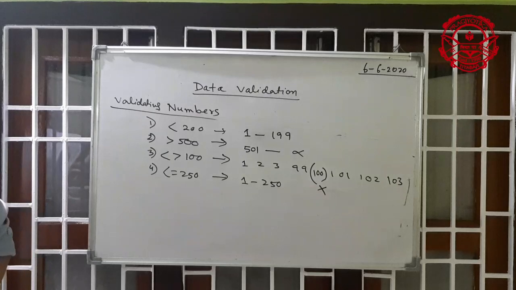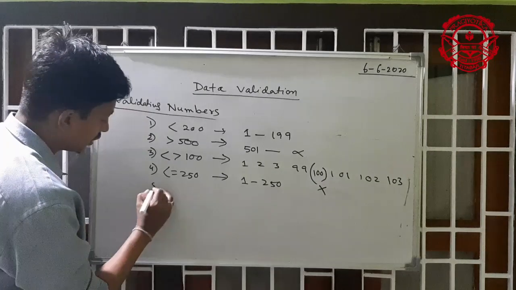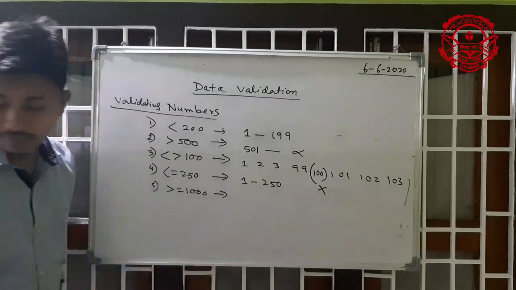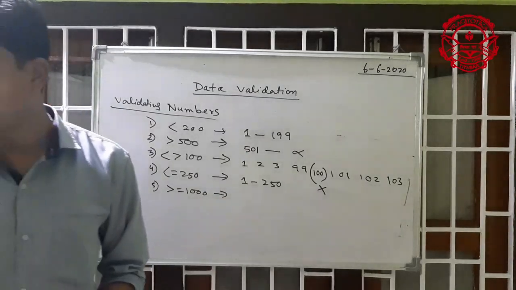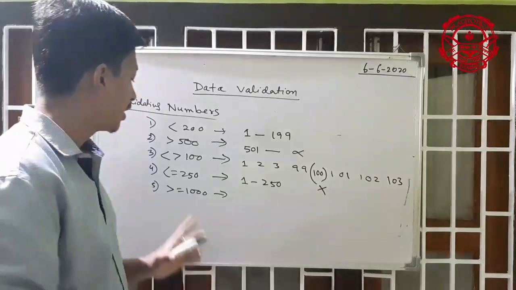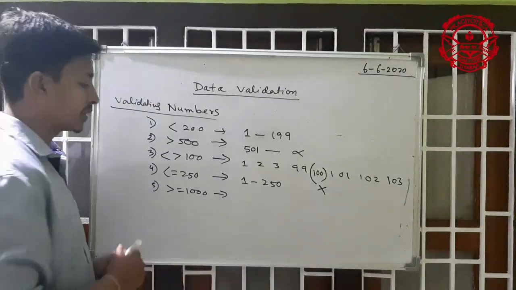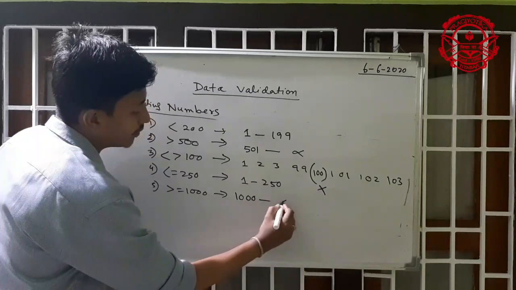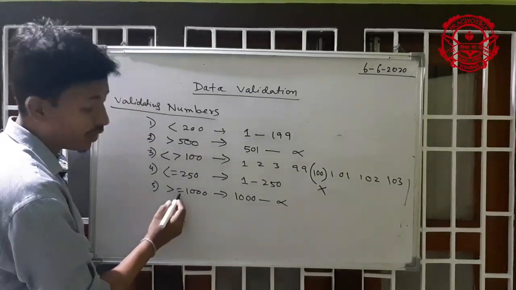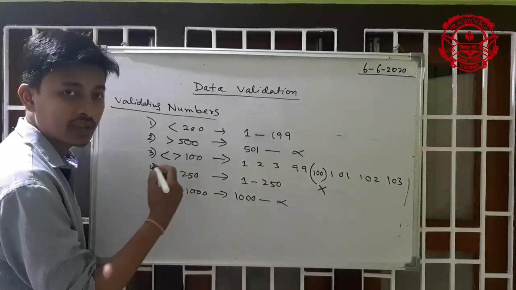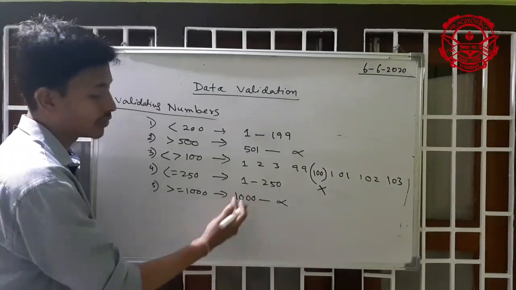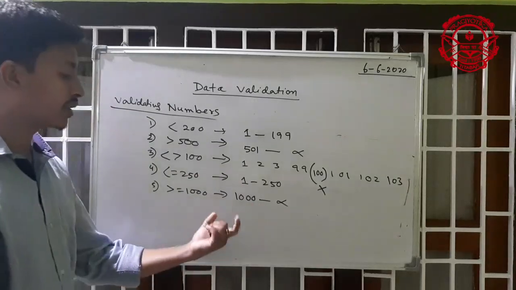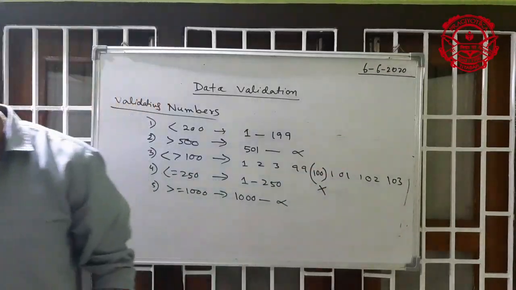Next is number 5, greater than or equal to 1000. The value must be greater than or equal to 1000, so it starts from 1000. Equal means it may be 1000 also, not only 1001. From 1000 to anything, infinity.